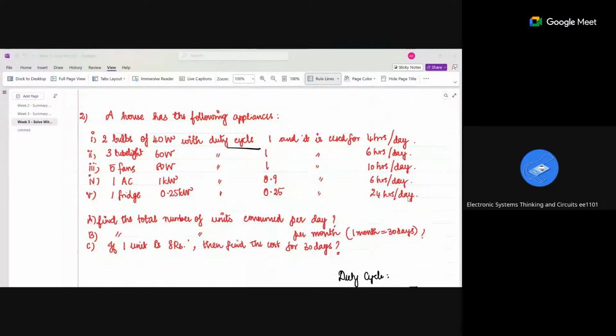Then week 2 graded assignment questions. Was week 2 graded assignment questions discussed? No, ma'am. Okay, maybe in the next TA session you will be having that. Ma'am, I think the total number of units per day should be 9.38 or 9.4.